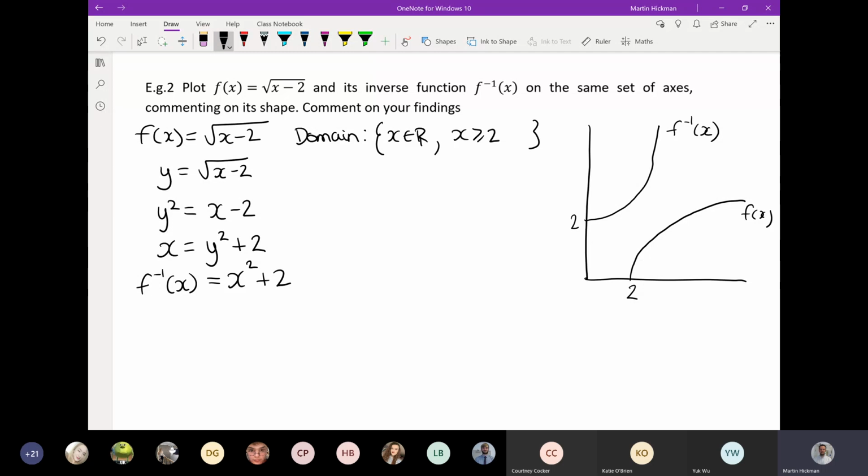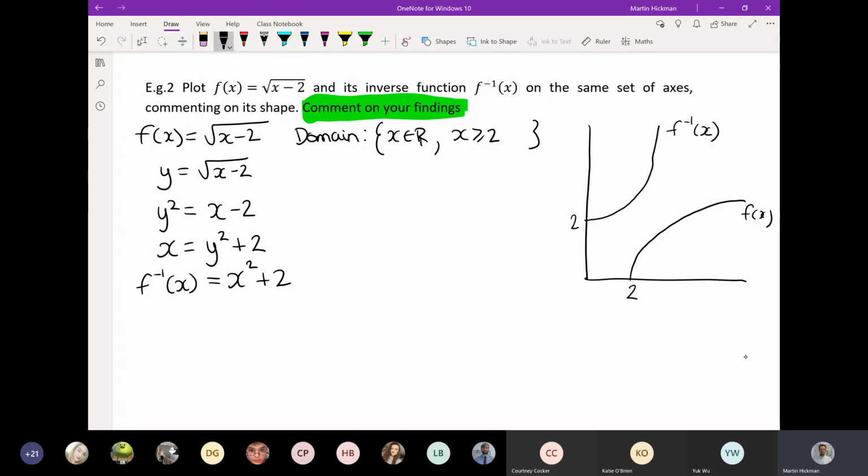So just in the chat again, we're asked to comment on our findings. So just write down your thoughts, anything you noticed about those two graphs. You might notice something else if you drew them a little bit more accurately than I did, possibly. But is there anything we notice about those two graphs? They won't meet, that is true. Yeah, they won't meet. The graphs won't intersect, that's correct.